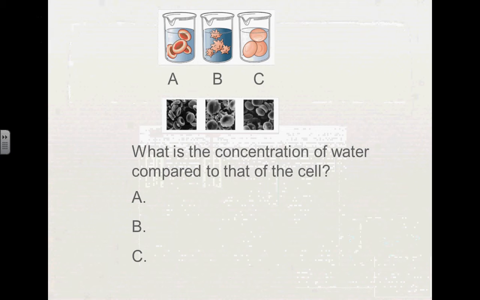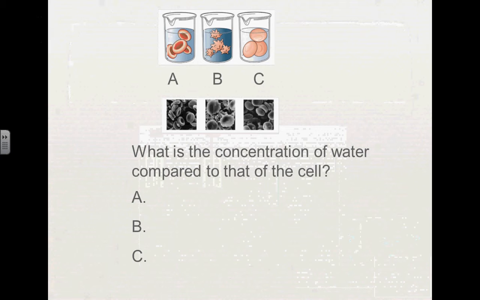So let's look at another example here. What we have is some red blood cells. That's what these pictures are. They were placed in beakers of various solutions. Now, cells themselves are about, let's say, 95% water. A cell is mostly just water. There's other stuff in there, but it's mostly water. Let's say it's 95% water.